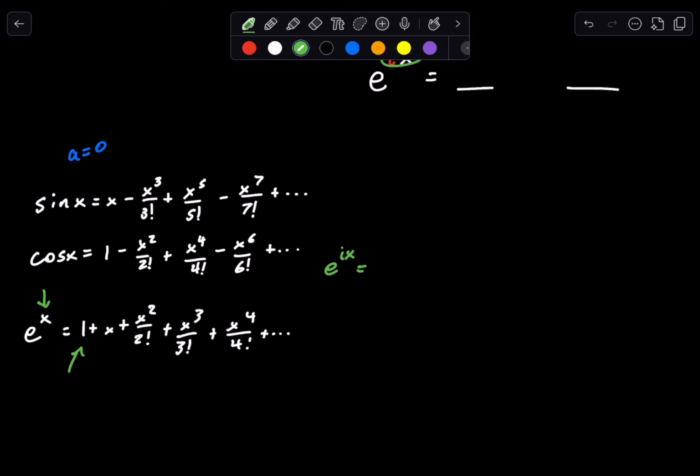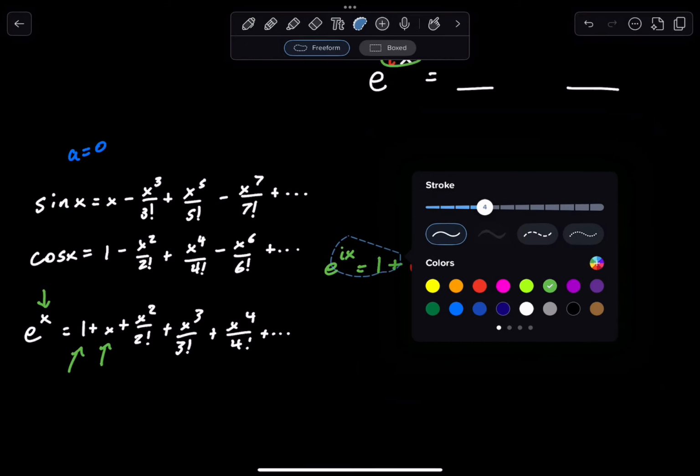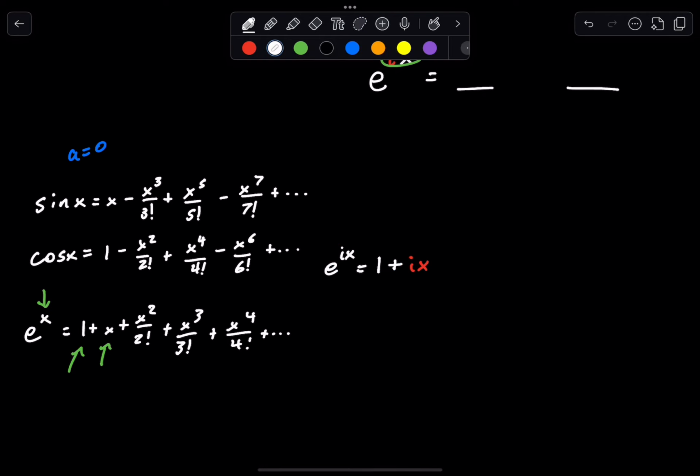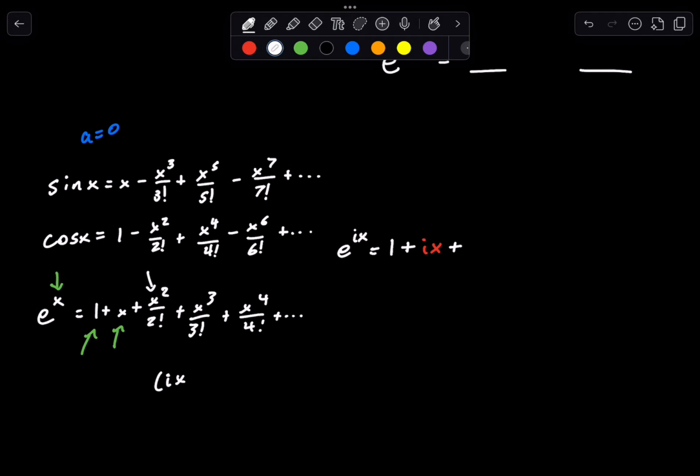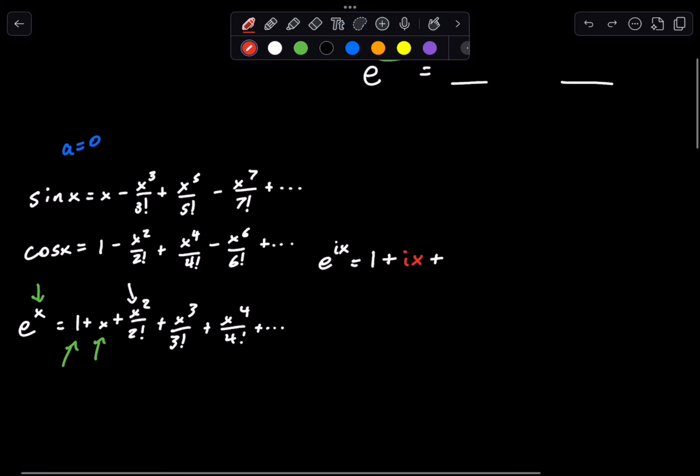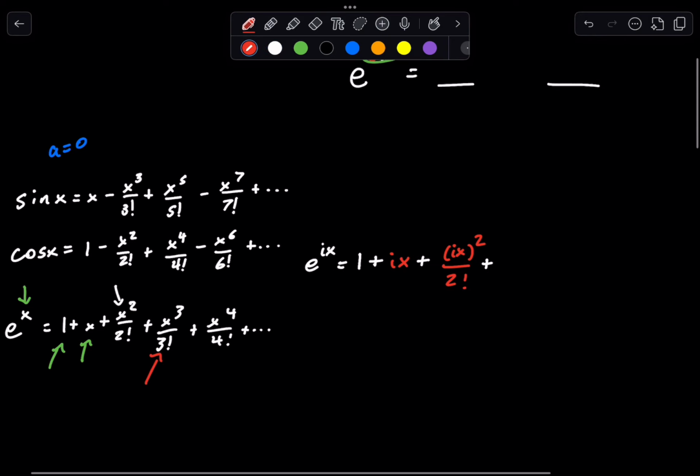equals, what is 1? Does 1 have anything involved with x? No. We have 1 plus x. Remember, for every x, we substitute an ix. So we'll have ix. Let's do white. Yeah. So we have e to the ix is equal to 1 plus ix plus, now what is this? What is x squared if x is ix? So this becomes ix squared, right? So I'm going to write it like this. ix squared over 2 factorial plus, and then we get x cubed over 3 factorial. We have ix cubed over 3 factorial.